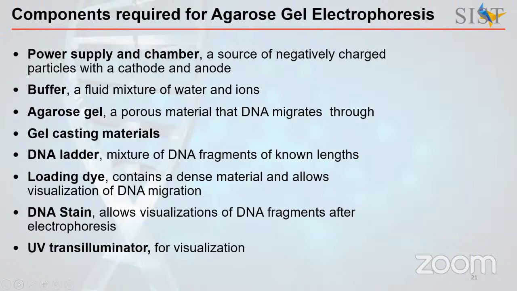This agarose gel will create pores so that the DNA can migrate through those pores. For gel casting, or to prepare the gel, we need materials like a comb and casting tray as well. Then we need a DNA ladder, because it is a mixture of known length DNA fragments. By comparing the DNA ladder with the unknown DNA fragments, we will know whether they have the same length as the ladder. The DNA ladder always has a mixture of different DNA lengths.